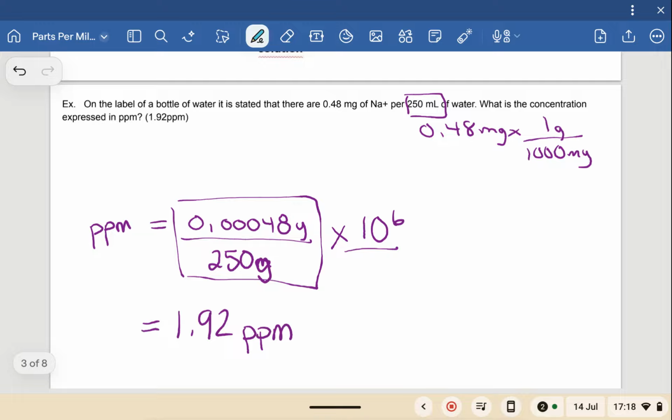But I noticed as I was doing this that this value here has 2 sig digs. So if I was counting sig digs, it should actually be 1.9 parts per million, because we always want to go to the least amount.